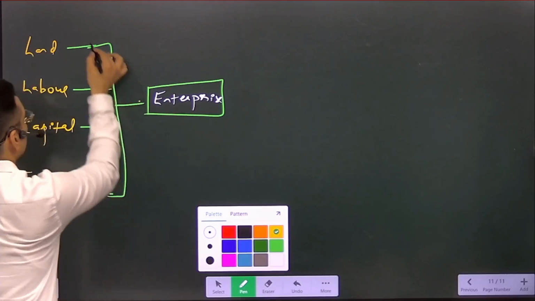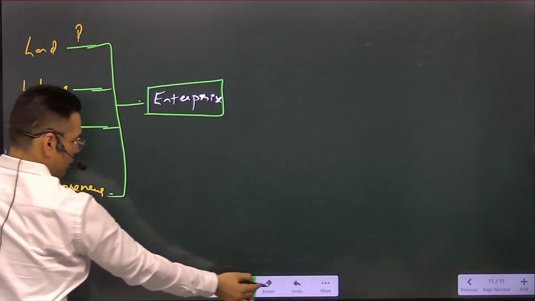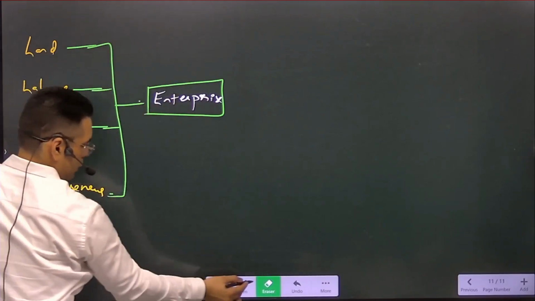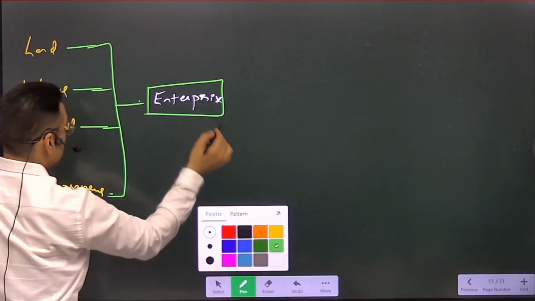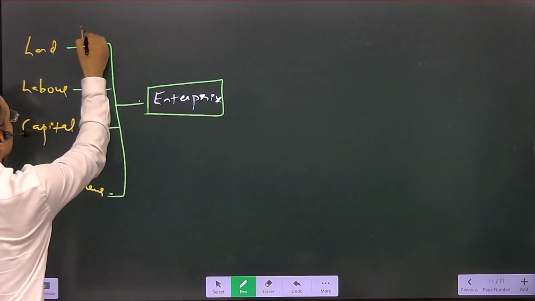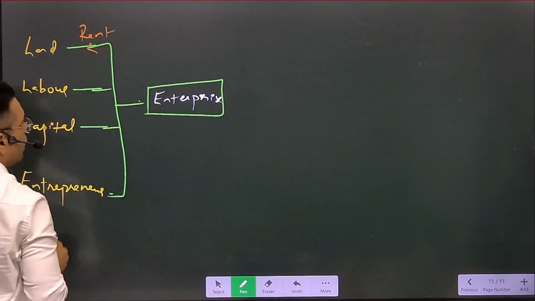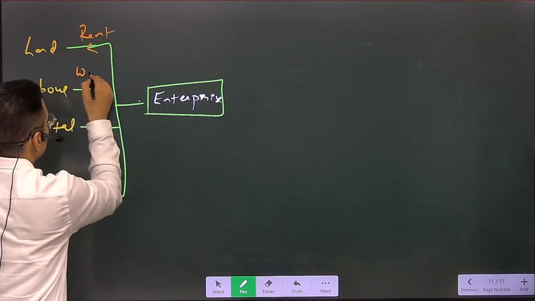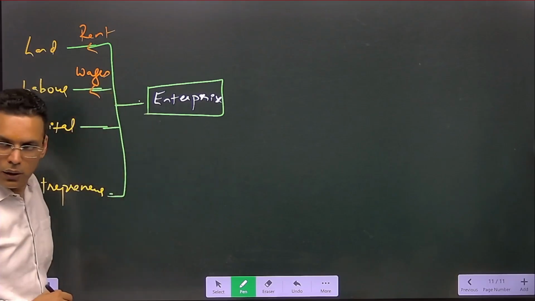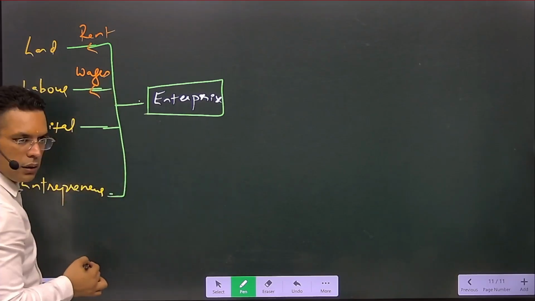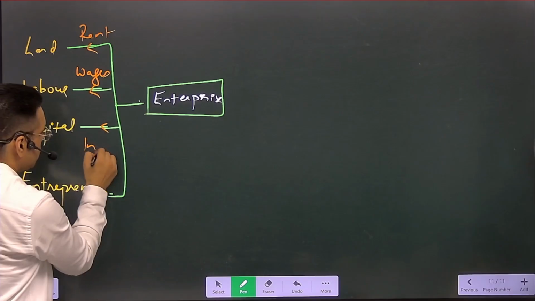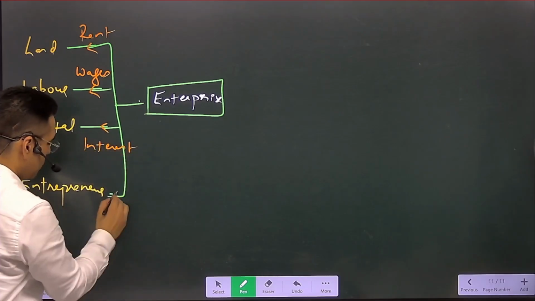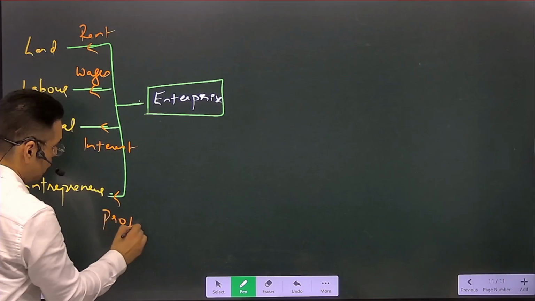सो फॉर इन लैंड यू गेट व्हाट? क्या मिलता है लैंड में? सो यू विल गेट अ रेंट. Okay, so enterprise will pay you rent. A labor will get the wages. Okay, a capital, you will pay the interest. And entrepreneur will get the profit.